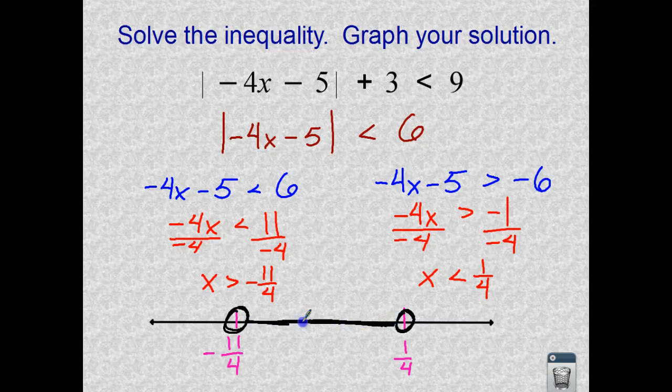And we have our intersection here. This is an AND statement. So all of the numbers on the number line between -11/4 and +1/4, not including them, will be solutions to this original inequality up top.